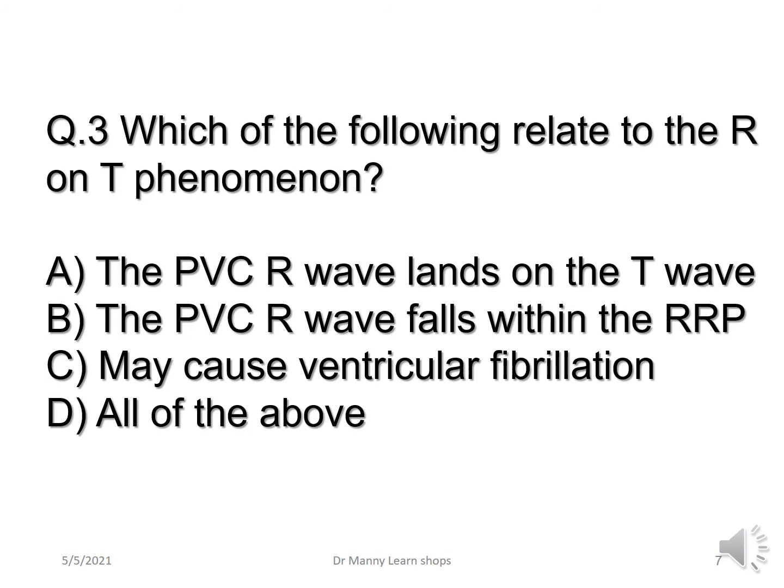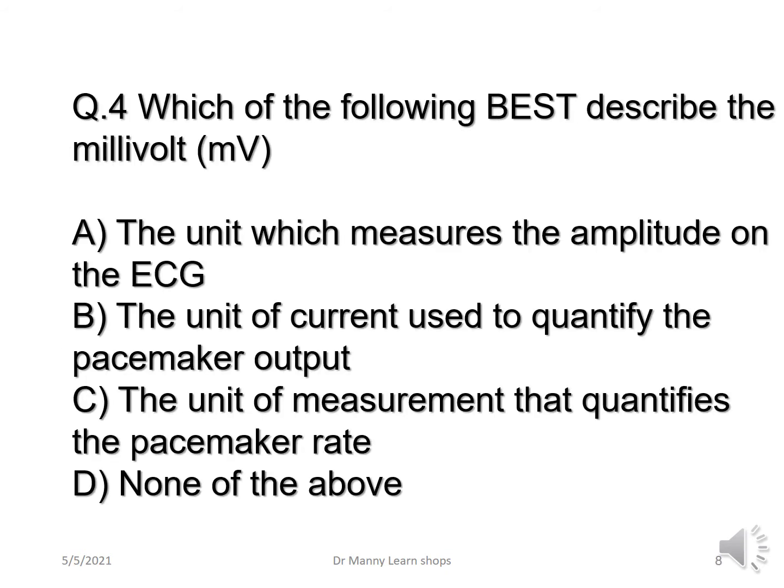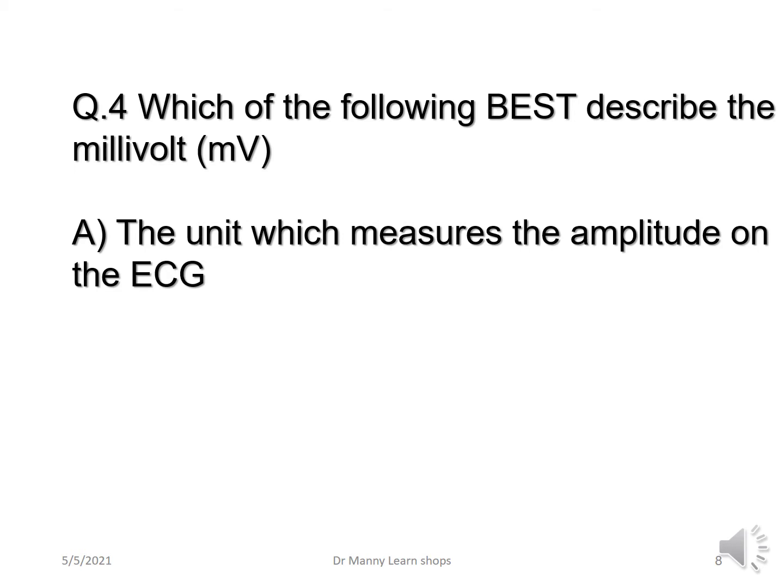Which of the following relate to the R on T phenomenon? Is it A, B, C, or D? It's D. It relates to all of them. Which of the following best describes the millivolt? Is it A? Is it B? Is it the unit of measurement that quantifies the pacemaker rate? Is it none of the above? The correct answer is it's the unit which measures the amplitude on the ECG, or how big it is.